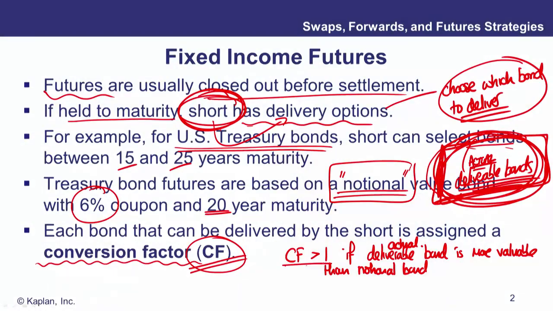I think it's naturally intuitive that if the short chooses to deliver a more valuable bond, then the long should pay more for that. The conversion factor is greater than 1. When I say more valuable there, I mean more valuable than the notional 6% bond that underlies the contract. So, key takeaway here is that all of these deliverable bonds will have a conversion factor. If the conversion factor is high, then the actual deliverable bond is expensive or valuable versus the notional 6% bond underlying the contract. And if the conversion factor is low, then the actual bond is not expensive. It's cheap relative to the 6% bond that underlies the contract.